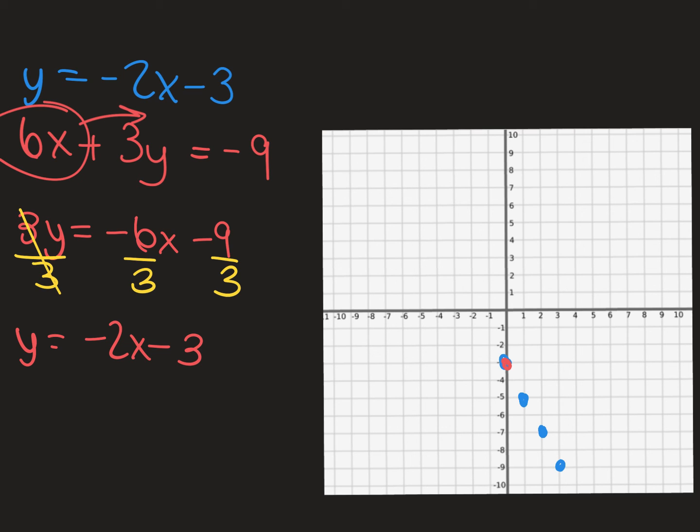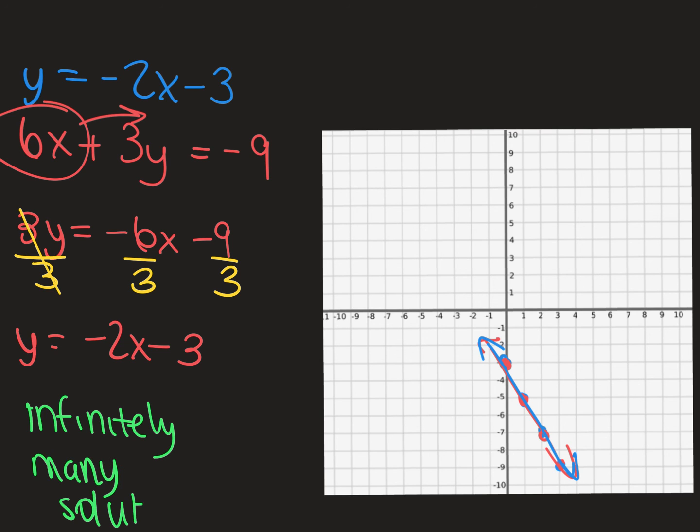I have a dot at negative 3. Oh, wait a second. What's happening? The red line is exactly the same as the blue line. They are identical. When that happens, you say infinitely many solutions. It's not all real numbers. It's just saying that any dot that is on this line is going to be an answer. They cross infinitely many times.